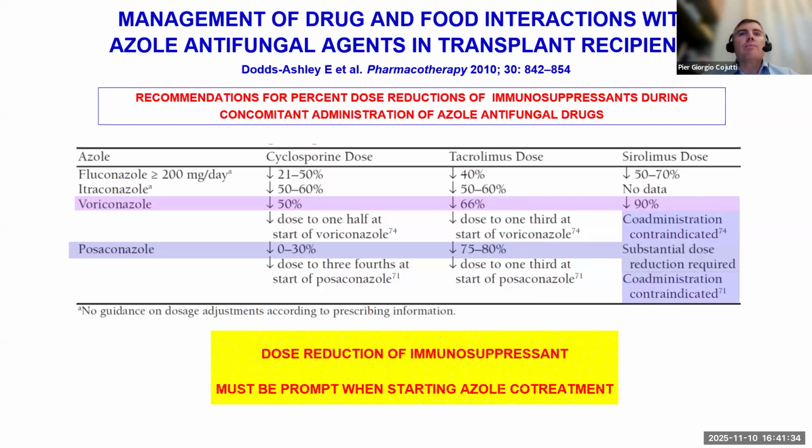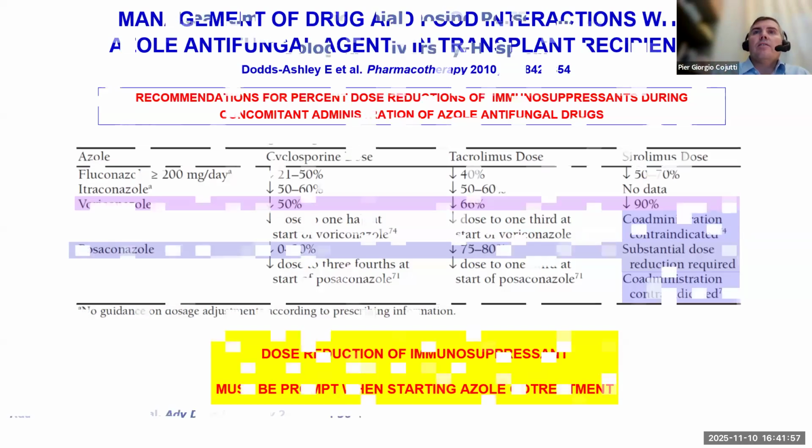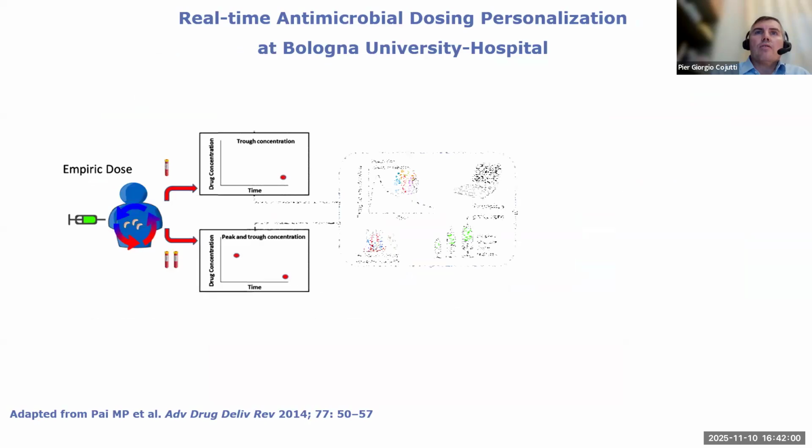without TDM, of course. Another important thing to remember is that dose reduction of the immunosuppressant should be prompt when starting the azole treatment, because this is an inhibitory interaction. So the triazole, the antifungal, acts immediately on the cytochromes. And so those reductions should be prompt, in terms of a few hours, when these two drugs are considered.